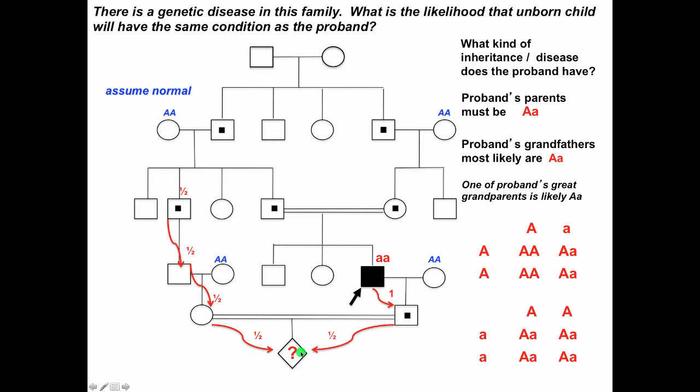So therefore, I would say one half times one half times one half times one half, times one, which is not relevant, times one half, is 1/32. So the likelihood that the unborn child shares the same condition as the proband is 1/32. And that's fortuitously interesting because 1/32 is approximately 3%. And as you remember, 3% is the background risk that any child has for having any birth defect.